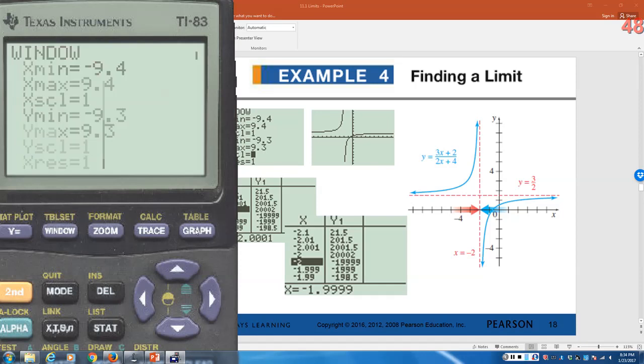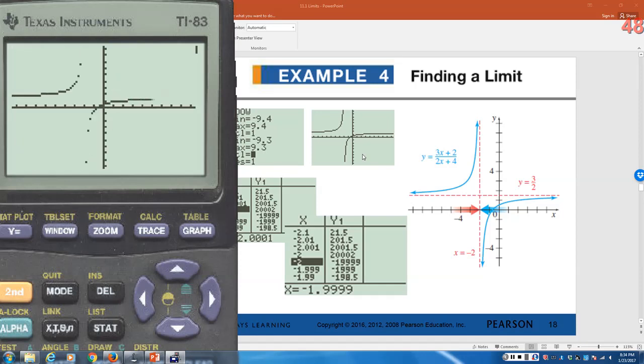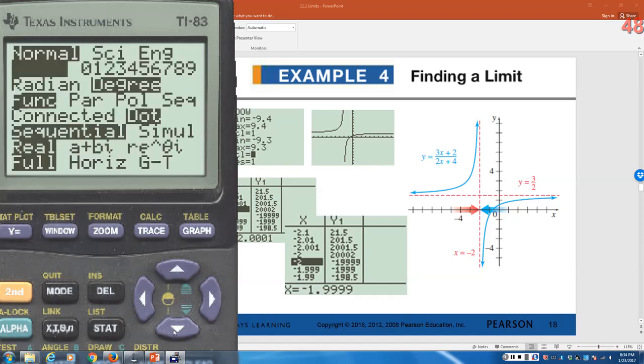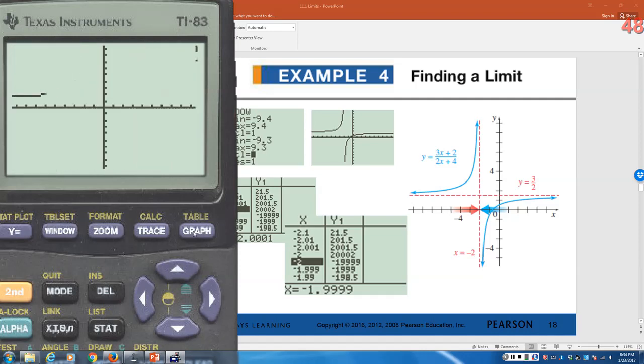So when I look at the graph, you see that it looks kind of like that one. Now mine actually is still not connected. The graph on this actually is still in connected mode. If I go back to mode and change it to connected, there's the graph that I see. So whether it's dot or connected, this one doesn't matter.